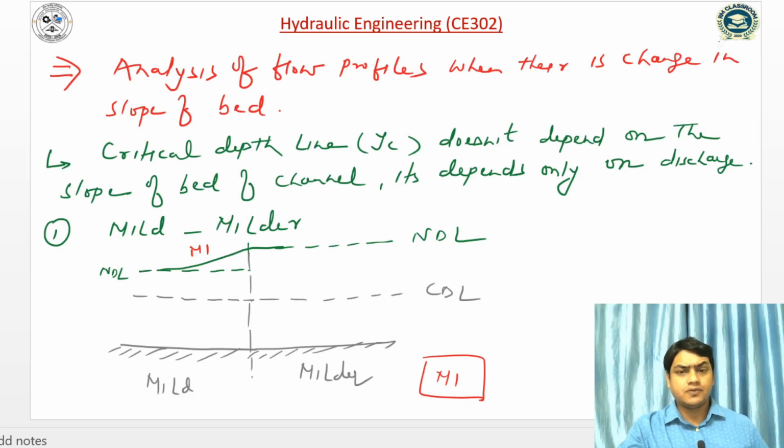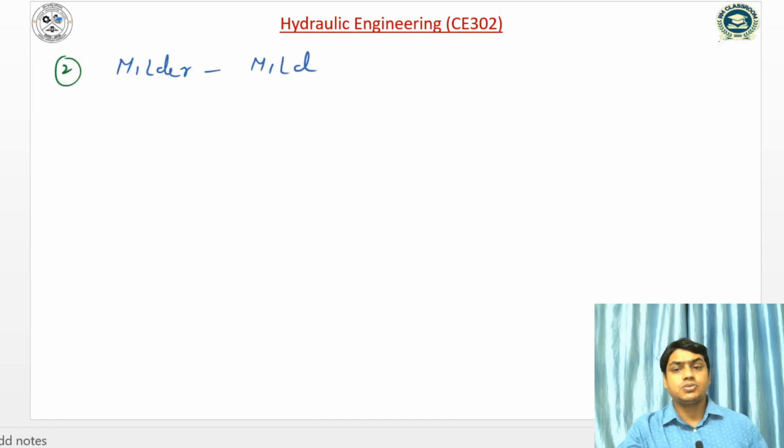Here we have seen that the flow moves from NDL to NDL. In region 1 there will be the M1 profile, because we have to go from this NDL to this NDL. So a rising curve is required, and in region 1 the M1 profile is possible. So here we can see that the M1 profile is possible.